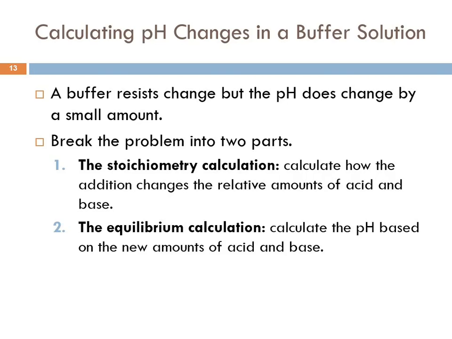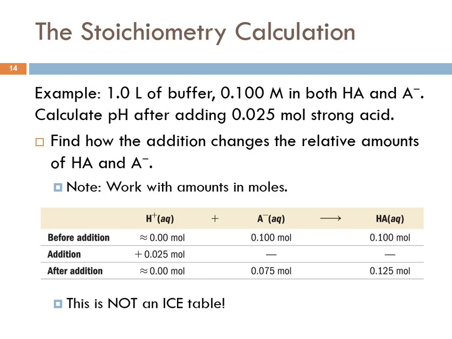So that was calculating the pH of a buffer solution. If you add acid or add base to a buffer solution, it will resist a pH change, but the pH will change a little bit. So we can calculate how much it does change. And the way we do that is we break this into 2 parts. We first look at a stoichiometry calculation, and here what we do is we calculate how the addition changes the relative amounts of acid and base. And after we figure that out, then we do an equilibrium calculation to calculate the pH based on those new amounts of acid and base. So we're going to do kind of a sketchy example where we don't get all the numbery, and then we'll do a real example. So the stoichiometry calculation.